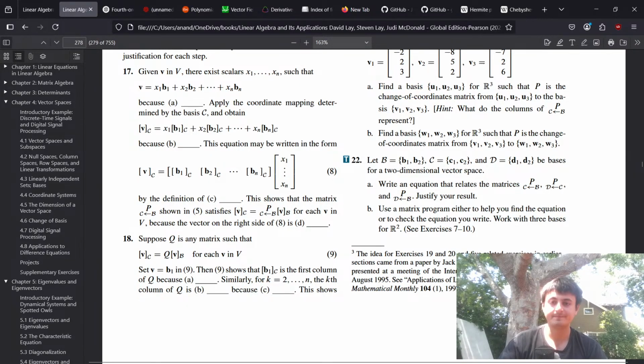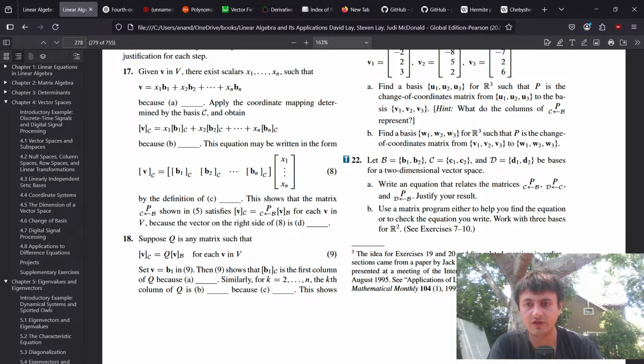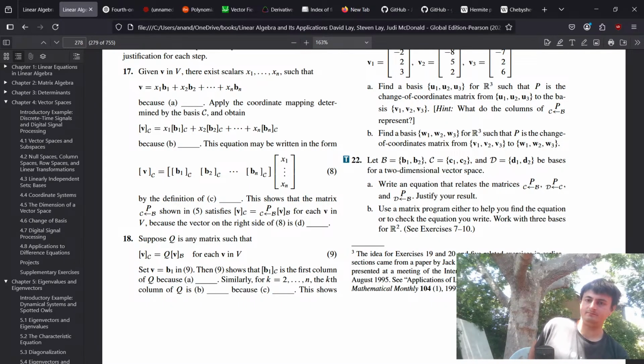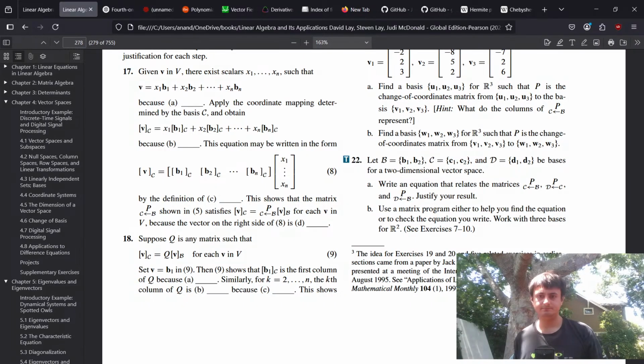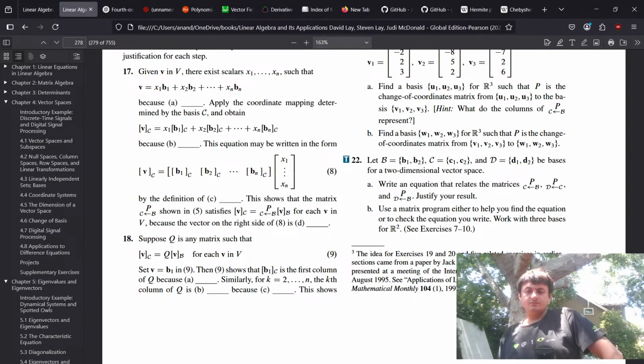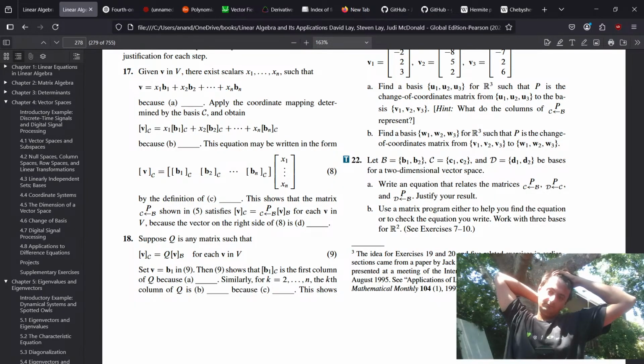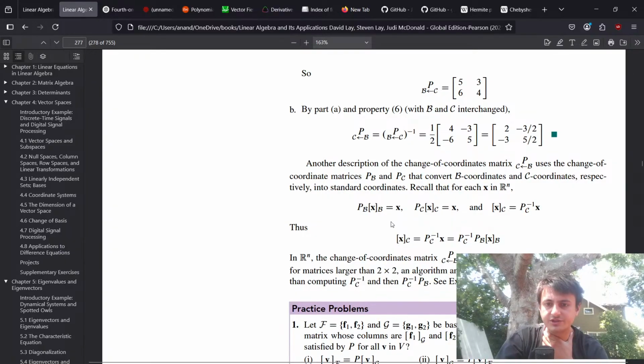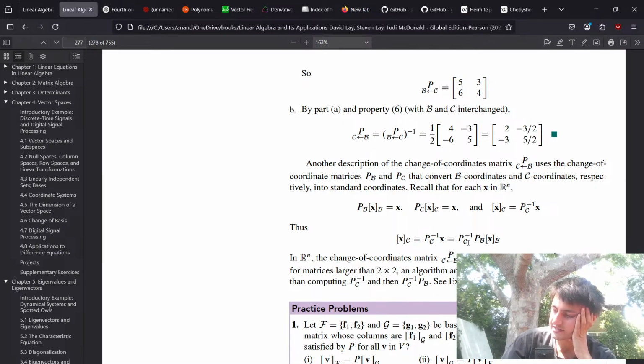Okay, 22. Let B, C, and D be bases. Write an equation that relates... Yeah, so we need to reread that last note in the book, which is that if you have a coordinate in XB and you want to take it to a coordinate in XC, you can do P inverse C PB XB.